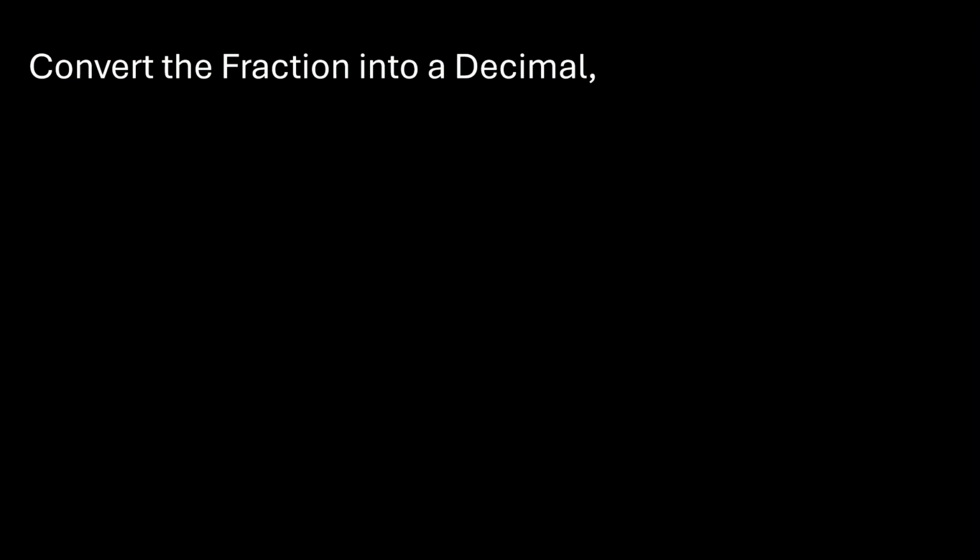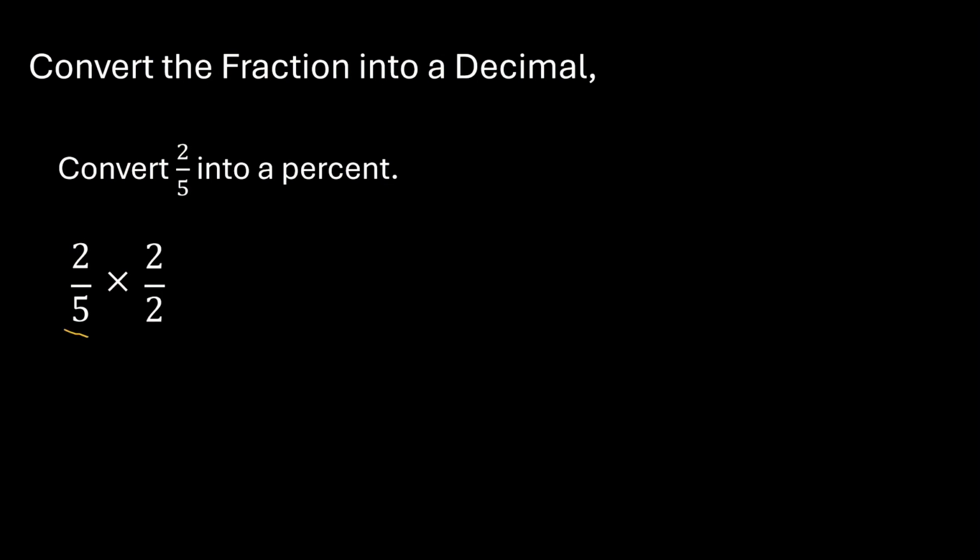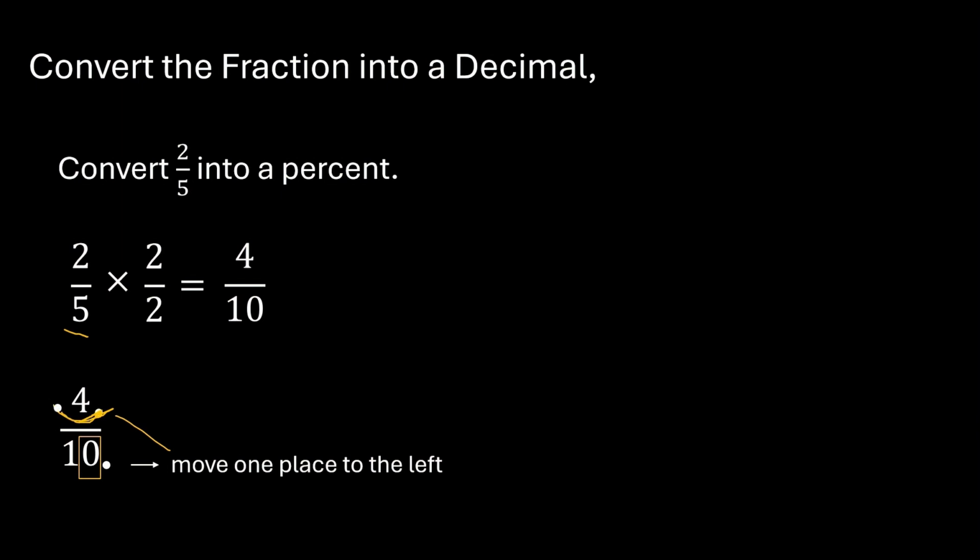First, convert the fraction 2/5 into a decimal. Since the denominator is 5, we can use the power of 10 method. Ask yourself, what number should I multiply 5 by so it becomes 10? The answer is 2. Multiply both the numerator and the denominator by 2. 2/5 times 2/2 equals 4/10. Now convert 4/10 into a decimal. Think of the fraction as 4/10. Since the denominator has one 0, move the decimal point in the numerator 1 place to the left. So 2/5 equals 0.4.